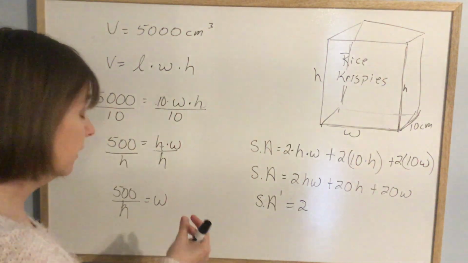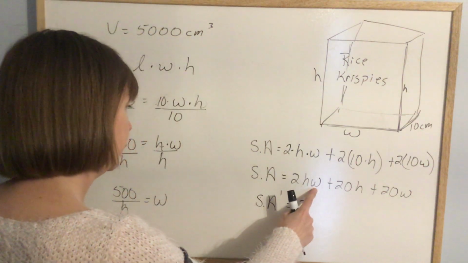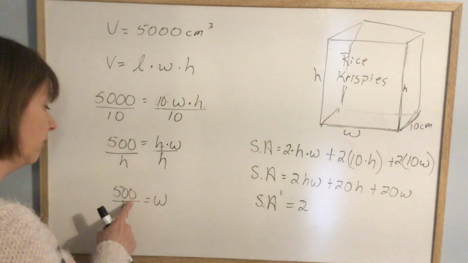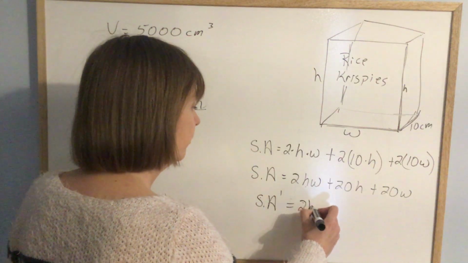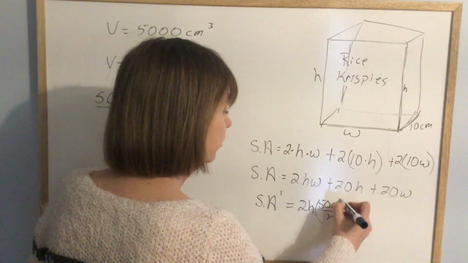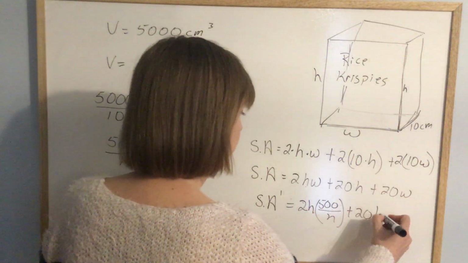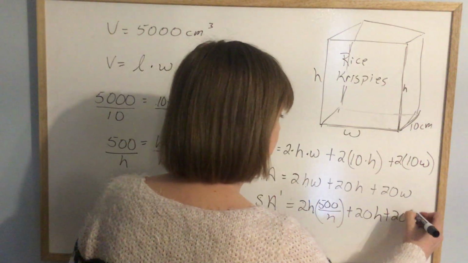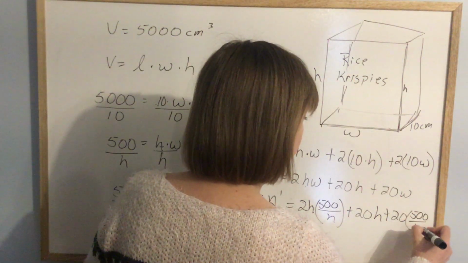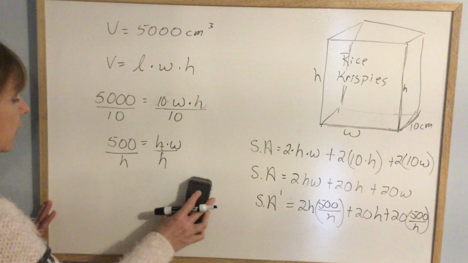What should happen is over here, anytime I have a W, I'm going to replace it with 500 over H because W is 500 over H. So I have 2H, but instead of putting W, I'm going to put 500 over H plus 20. Now, H I don't replace with anything, I just leave it as H, plus 20 times 500 over H, because I'm replacing W with 500 over H. Now I'm going to erase this over here.